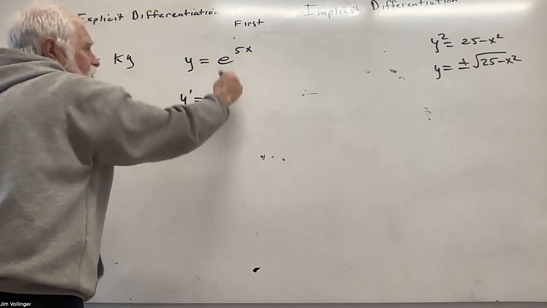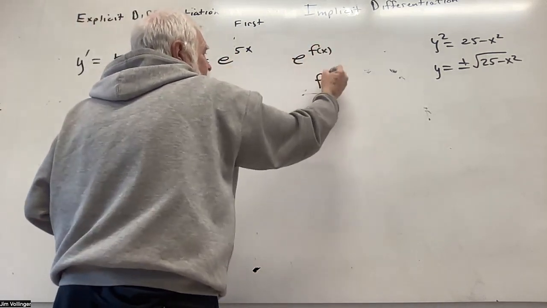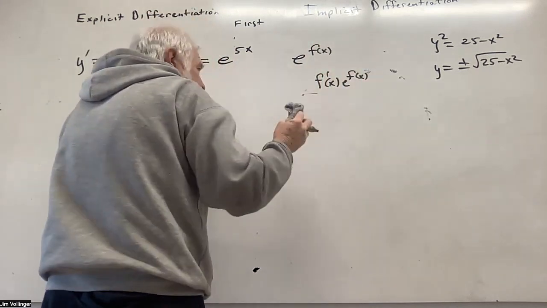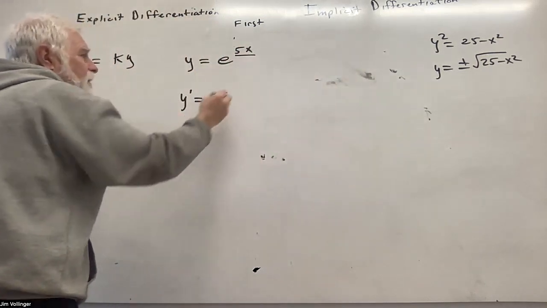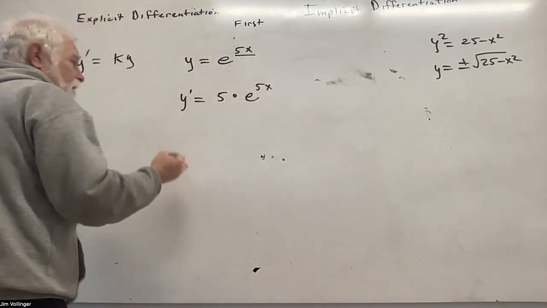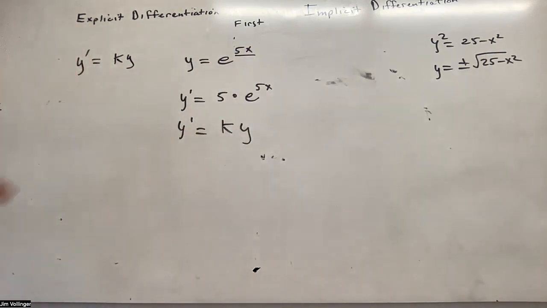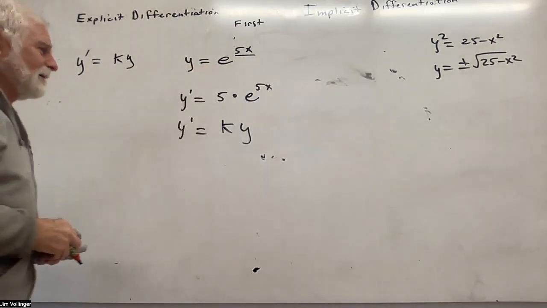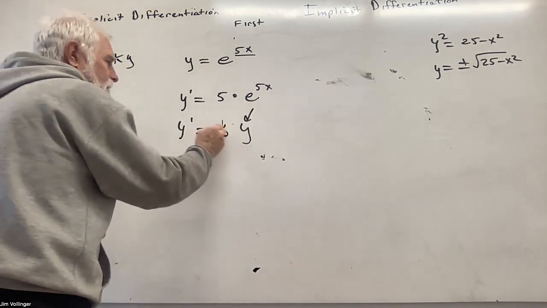Well, the derivative of e to the f of x is f prime of x times e to the f of x. It's a shortcut. So what's the derivative of 5x? 5 times the function e to the 5x. Well, I think I'm seeing a y prime equals ky type problem. What was y? e to the 5x. Right, so that's your y, and what was your k? 5.